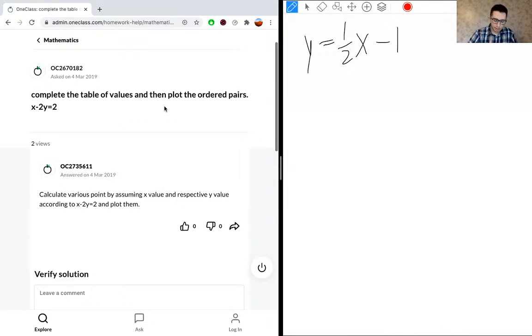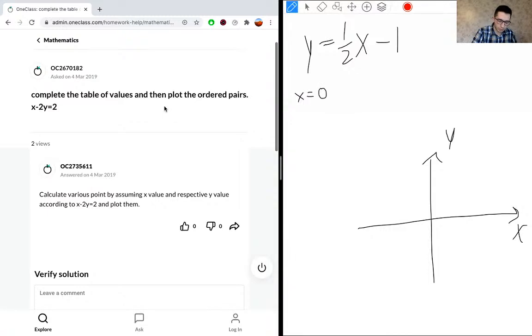So if we wanted to plot this, I'll just draw a plot here. We have x, we have y. We can start off by noting that the slope is a half, and we know that the y-intercept is negative 1. So the easiest value to sub in is x equals 0, which is where the y-intercept exists. When we substitute x equals 0, we'll get y equals negative 1. So this is negative 1, and we know there's a point on the function there.